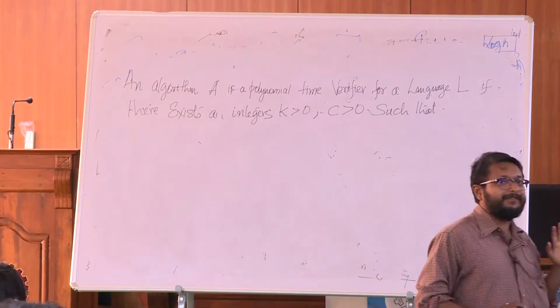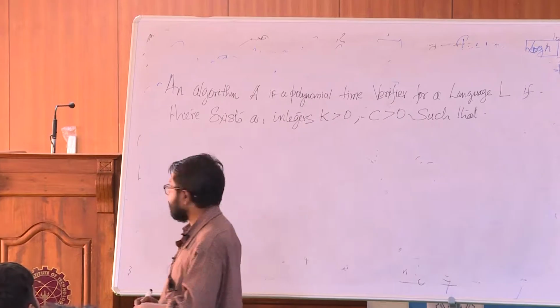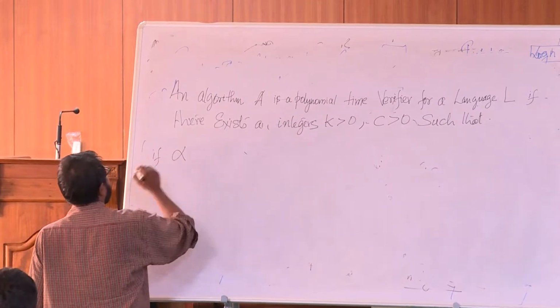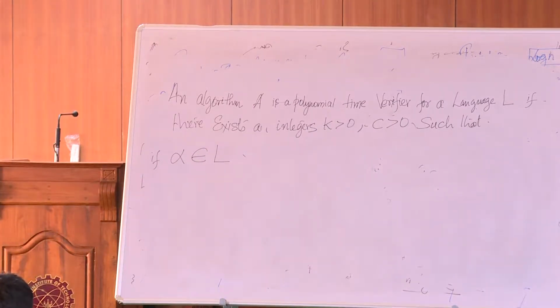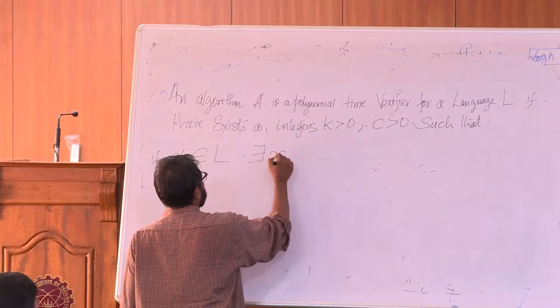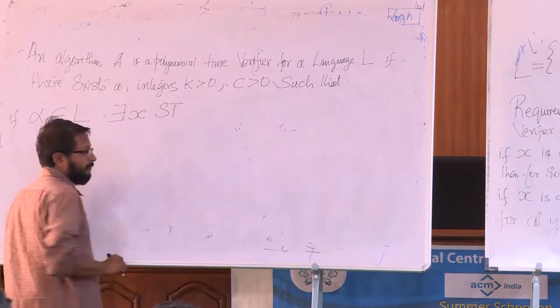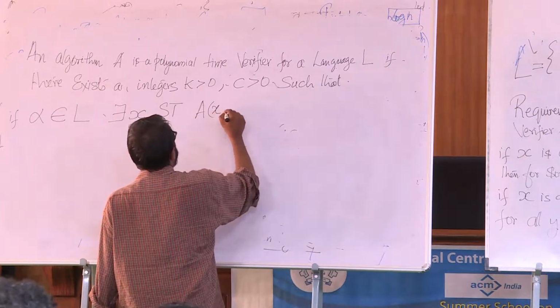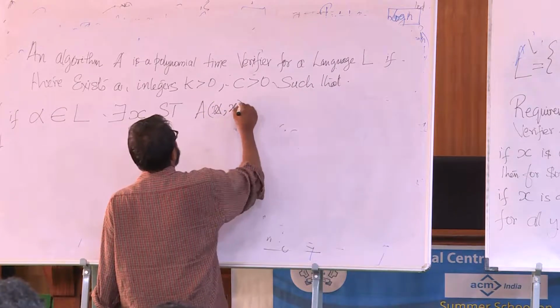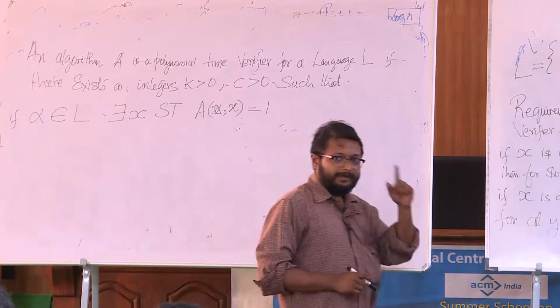What is the requirement of the verifier? If alpha belongs to L, then there exists an x such that A on alpha and x evaluates to 1. That means on x and alpha the algorithm gives you 1.